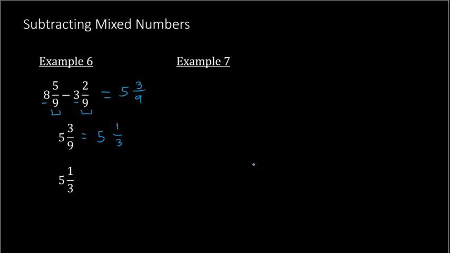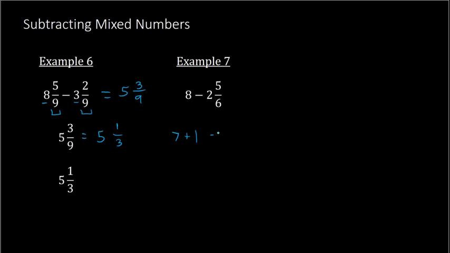Example 7, something a little bit different happens. Here we have 8 minus 2 5/6. Now this one's different because there are whole numbers we can subtract from each other, but there are not two fractions to subtract. So when you subtract, what do we subtract the 5/6 from? So what we can do is think of 8 maybe as 7 plus 1.